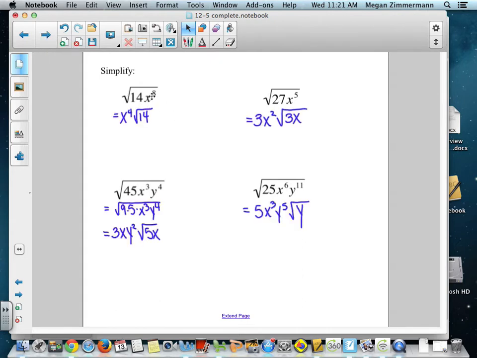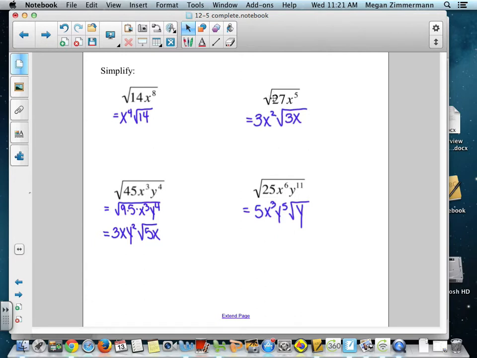Okay, so the square root of 14x to the 8th. The square root of 14, you can't simplify that anymore because it's just 2 times 7, so there's no doubles there, so that stays the square root of 14. But the square root of x to the 8th is x to the 4th, so the answer would be x to the 4th times the square root of 14.